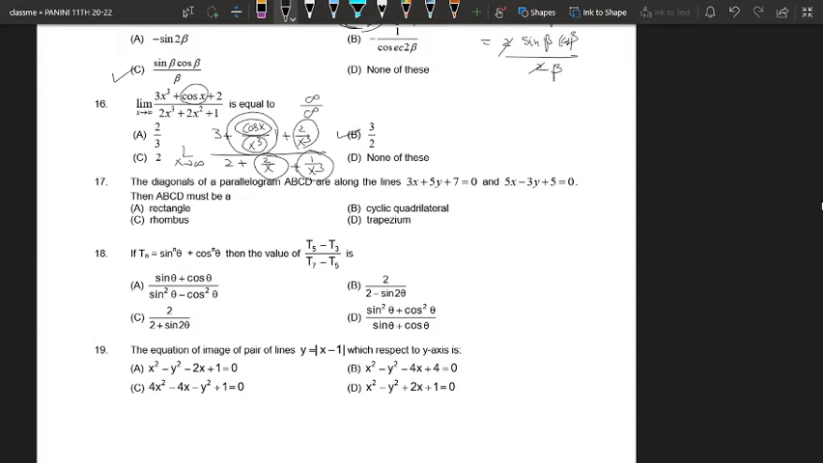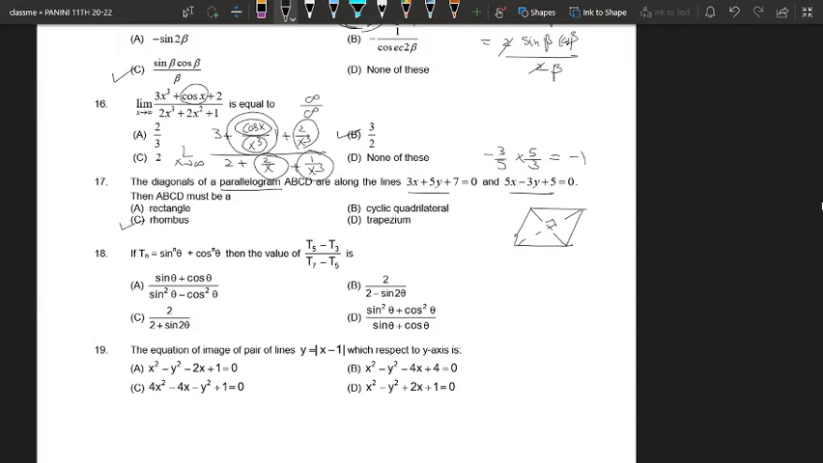Yes. Now the diagonals of a parallelogram ABCD are along these lines. There is a parallelogram and the diagonals are these. The slope of the first diagonal is 3 by 5 and of the second diagonal is 5 by 3, and the multiplication of both is -1. That means the diagonals of the parallelogram are at right angles, so this is certainly a rhombus.